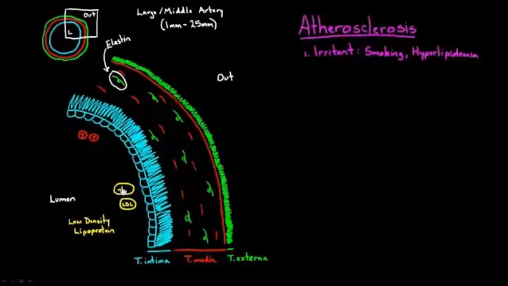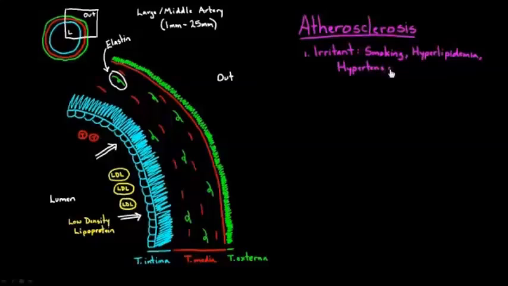You could have too much LDL in your blood, in the blood vessels, in the arteries, and that could be an irritant. Or, maybe I'll use a white color here, it could be high blood pressure. High blood pressure pushing out on these vessels could be an irritant. So any of these things could be an irritant. Hyperlipidemia, smoking, or hypertension, or high blood pressure could be an irritant.